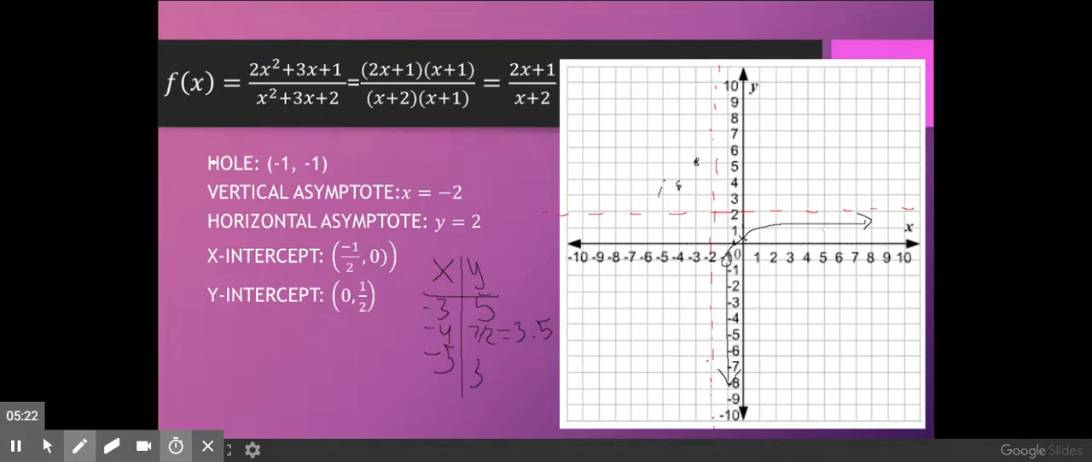And you'll see the points start to make what looks like this curve like we have here. So I'm going to connect the points, and just like I did, I'm going to go right along my boundary. So not crossing it, not touching it, but approaching these two lines. And that is how you would graph a rational function.